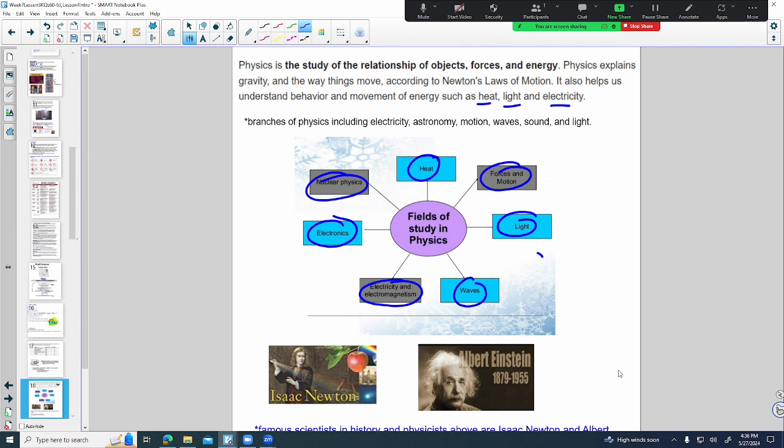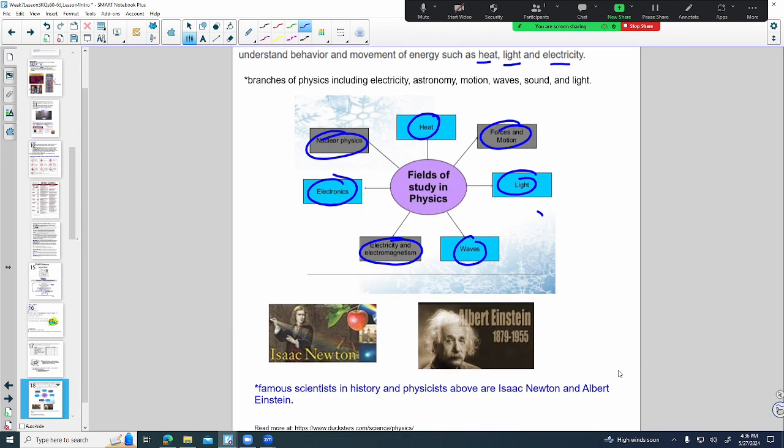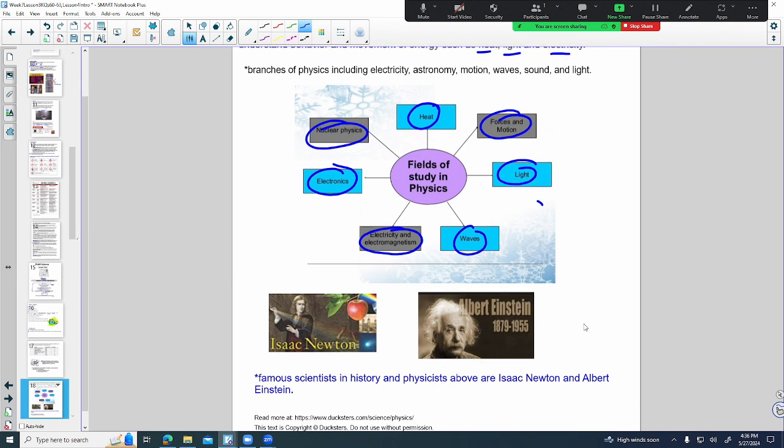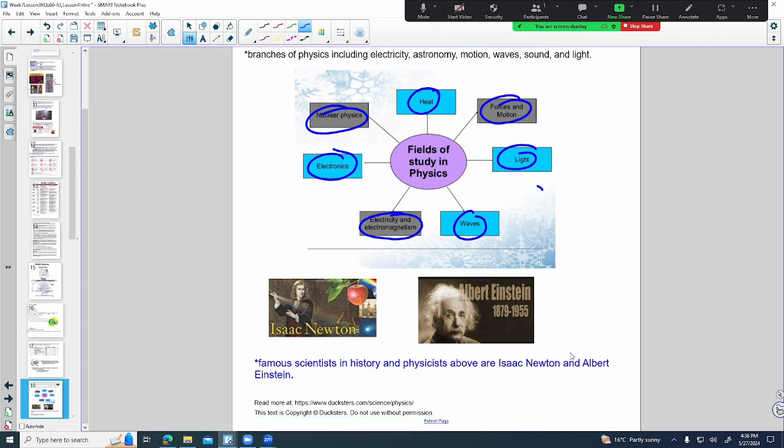There were famous scientists in history and physicists, Isaac Newton and Albert Einstein. You can check them out if you want. You can do a Google search if you want to read more information about them.